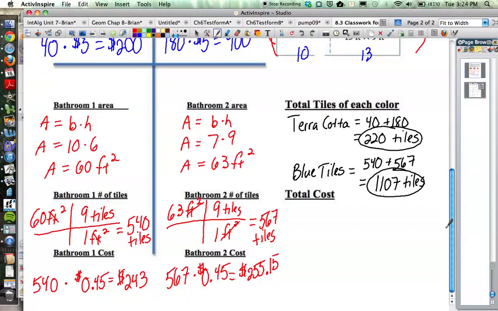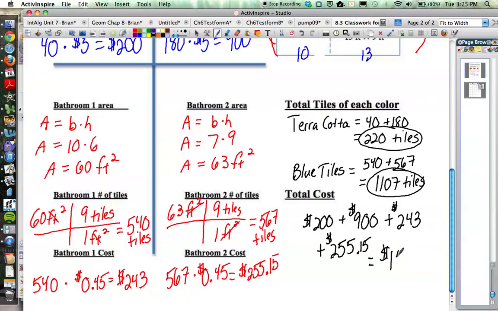How much does all of this cost altogether? Well, look at your money totals across the board here. We had a cost of $200 for our entryway. We had a total of $900 for our kitchen. We had a total of $243 for bathroom number 1. And we had $255 and 15 cents for bathroom number 2. Total those up, that is a grand total of $1,598.15.